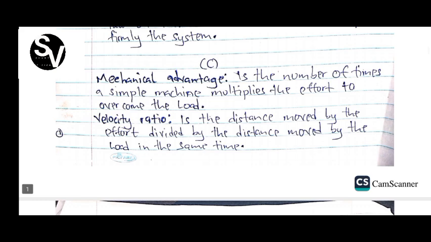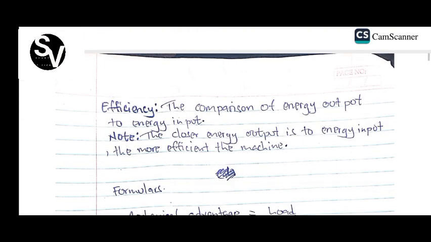When you go to mechanical advantage, that is the number of times a simple machine multiplies its effect to overcome the load. Then velocity ratio is the distance moved by the effort divided by the distance moved by the load in the same time. Therefore, efficiency is just the comparison of energy output to energy input of the machine.